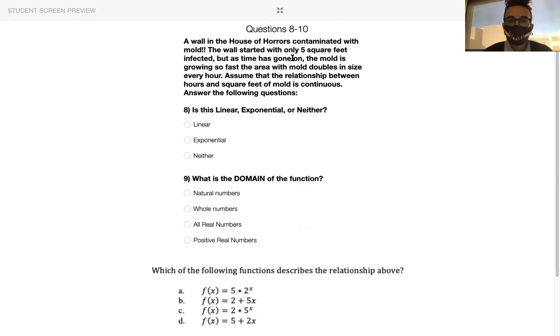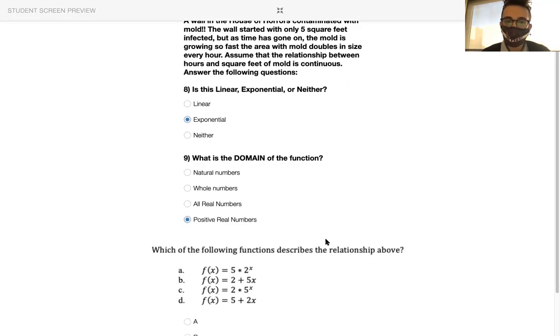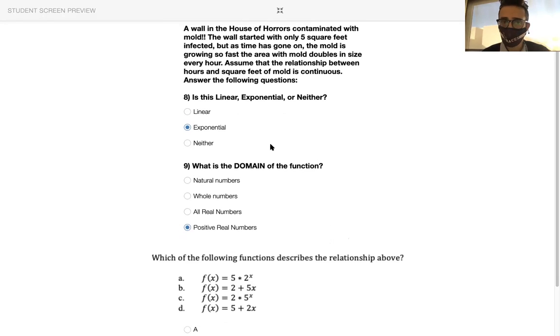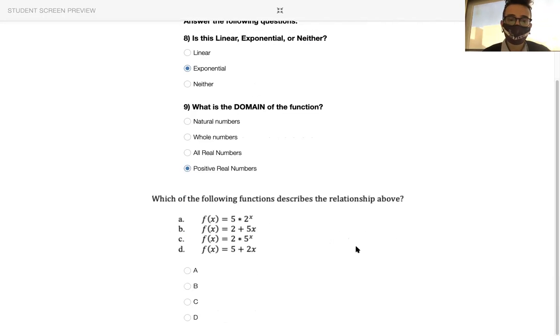You have house of horrors contaminated. This is doubling based off of the starting point of 5, so exponential. Same thing here. Assume that the relationship between hours and square feet of mold is continuous. So I would actually say that this is all positive real numbers. So this includes 0, includes all the positive numbers. That's fine. It includes fractions. Again, it's continuous. So that means that it doesn't skip a beat.